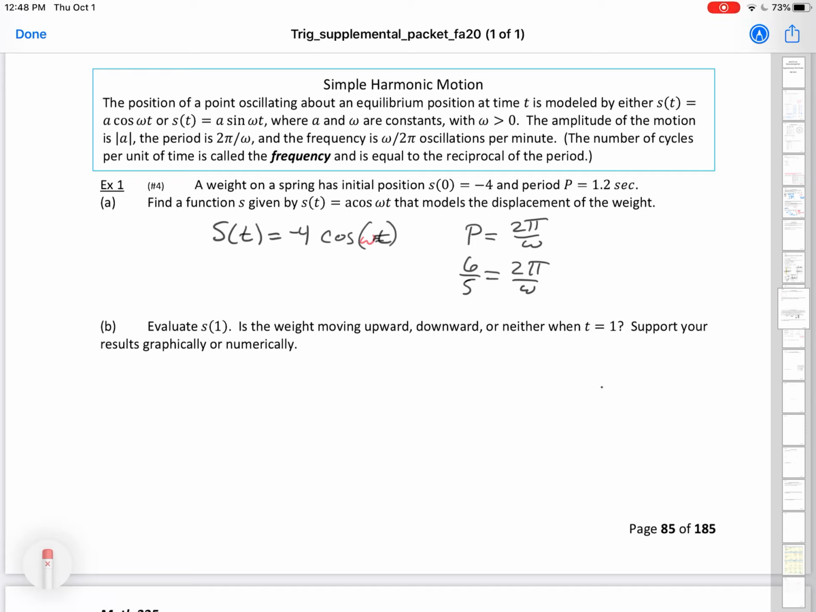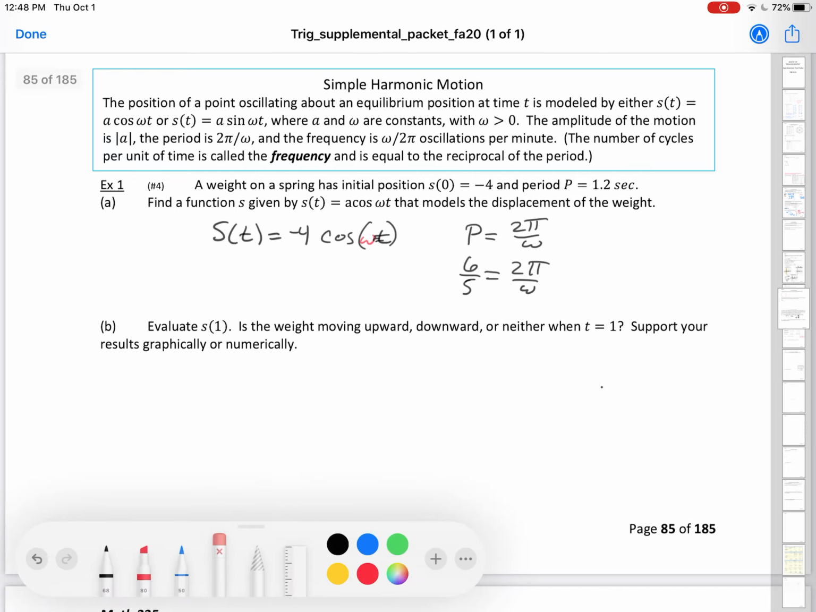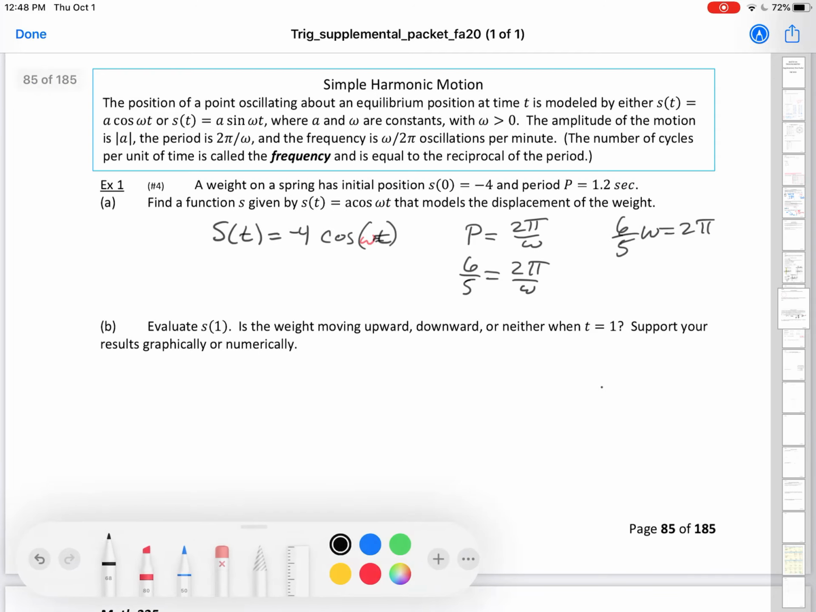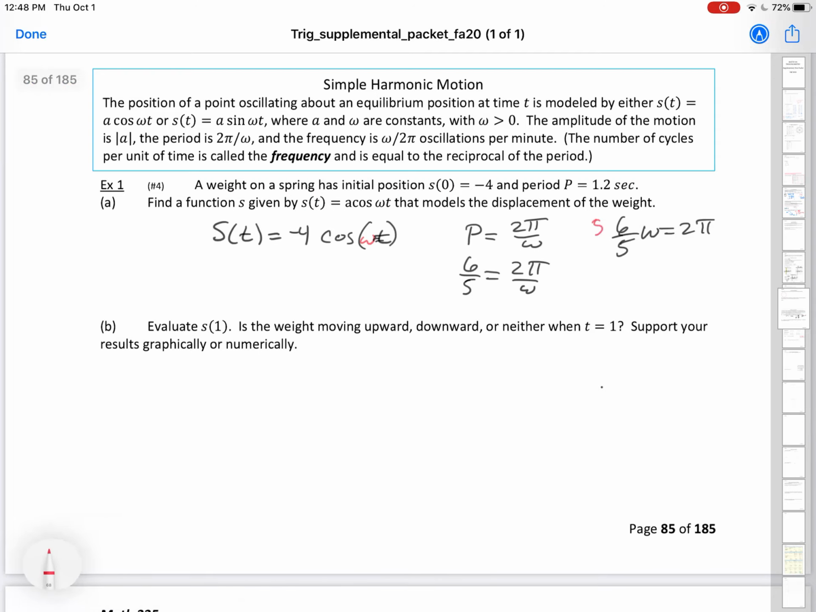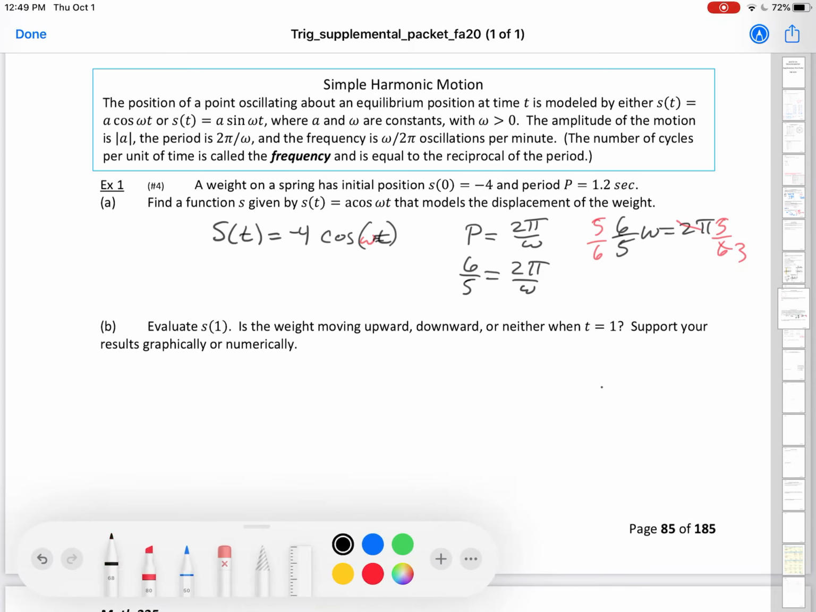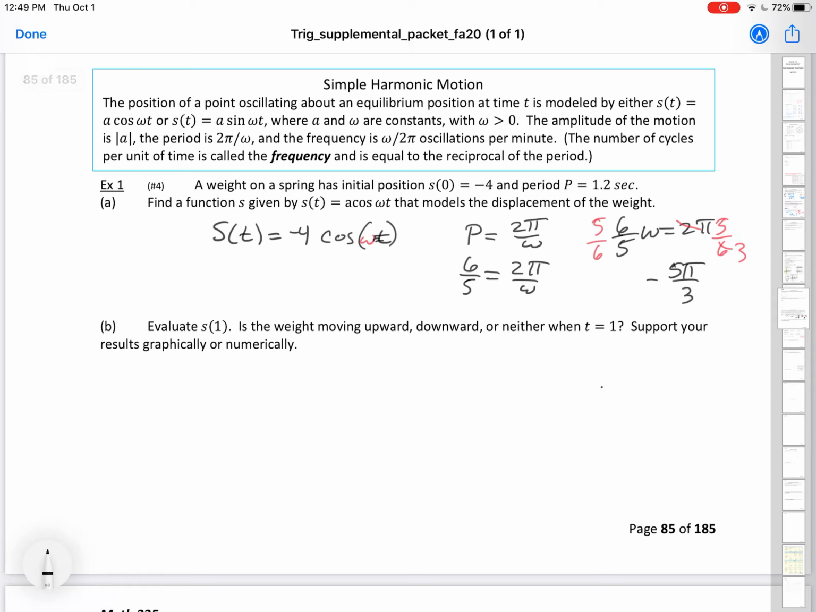So we're going to bring up the omega and get 6. I'll walk through this in case somebody says Jensen doesn't show us everything. And then we'll multiply by the reciprocal. I was going to say divide by the 6/5, but I'll word it as multiply by the reciprocal. And you can see, oh, Jensen should do everything, 3. And so you can see that you have 5 pi over 3 is equal to omega. Now we're done. S sub t is equal to negative 4 cosine of 5 pi over 3 t.